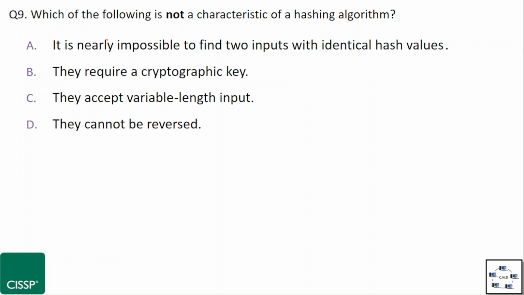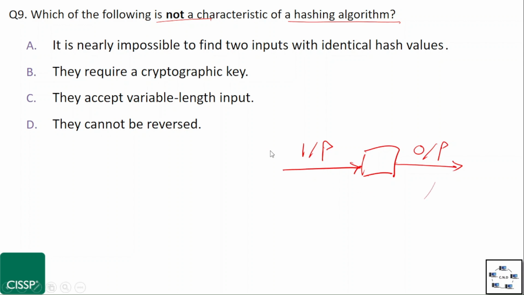Question number 9. Which of the following is not a characteristic of a hashing algorithm? So what is a hashing algorithm? A hashing algorithm is basically a one-way function. One-way function means that there is an input and there is an output. What does one way mean? That you cannot produce the input from the output. It only gives you the output from a given input, and you cannot reverse engineer it.